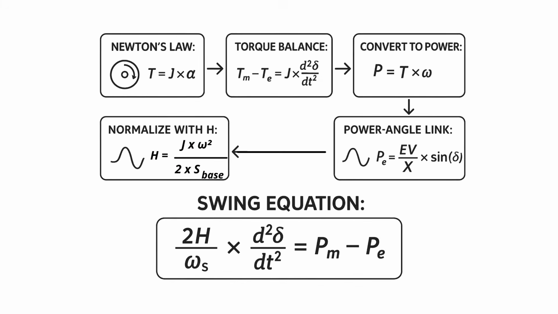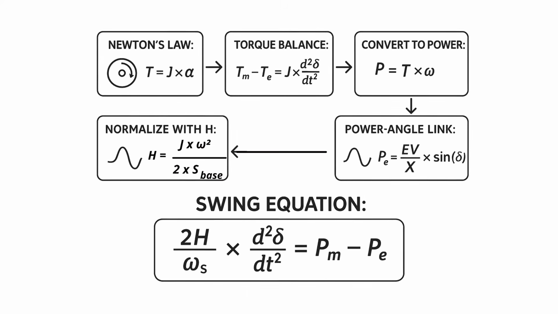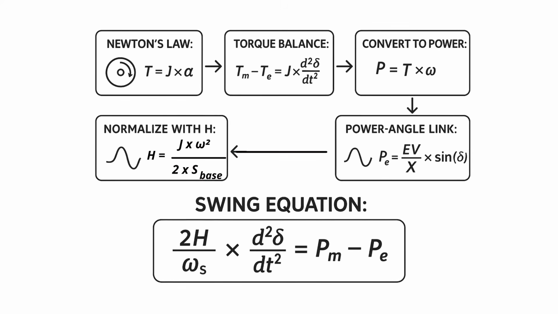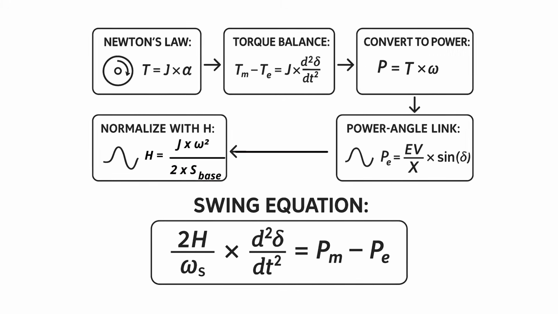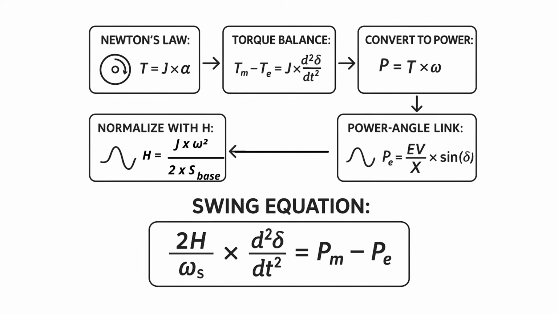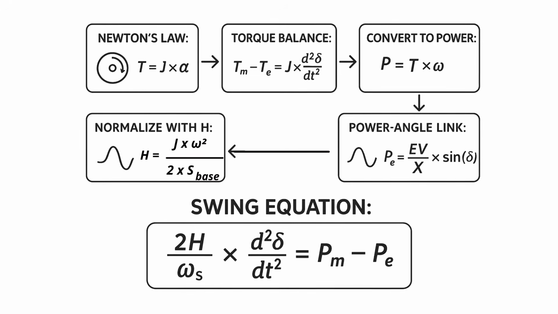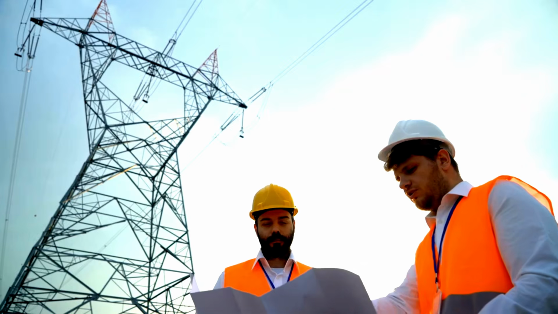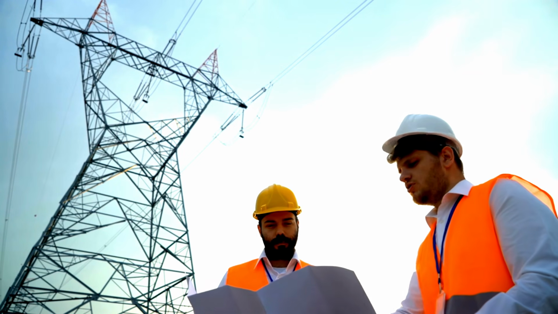To understand how generators respond to faults or load changes, we start with Newton's second law. Identify the torque balance. Convert torque to power. Normalize using the inertia constant, H. And relate power to rotor angle using sine of delta. That's the swing equation. It's not just theory. It's a practical tool used every day to protect power grids from collapse.